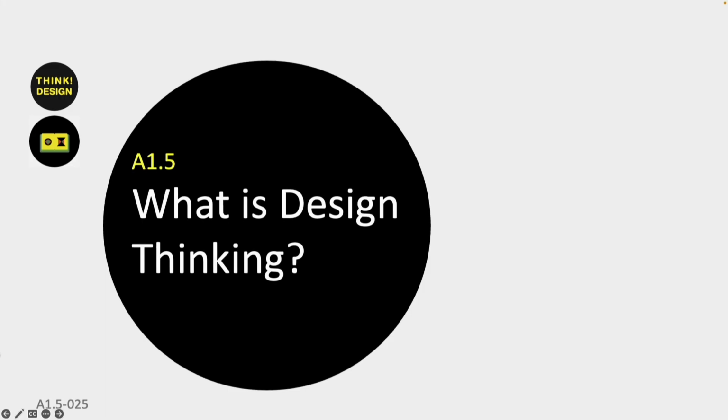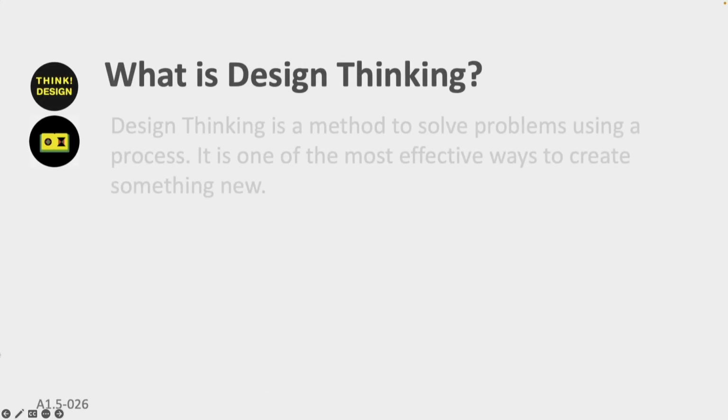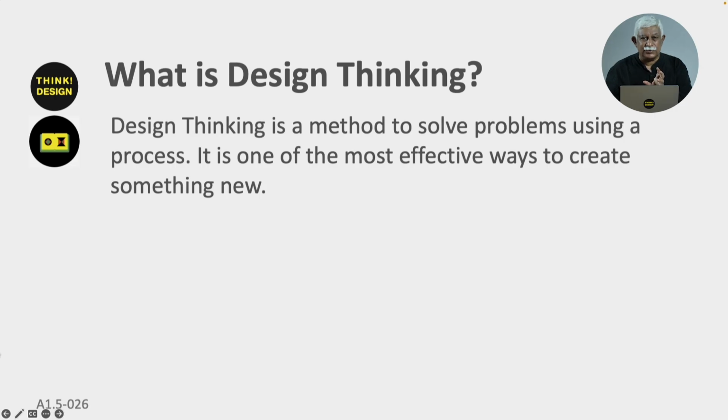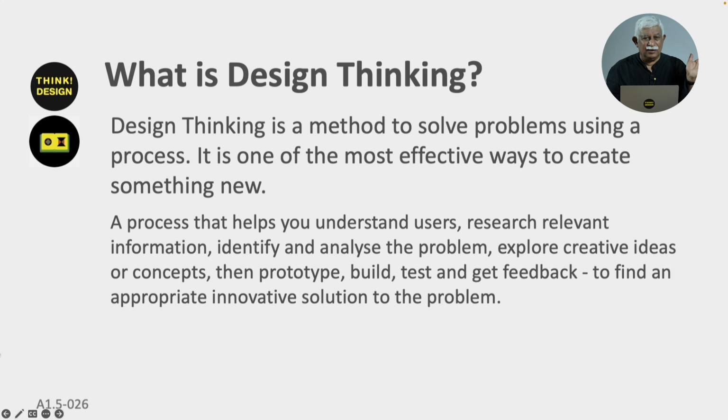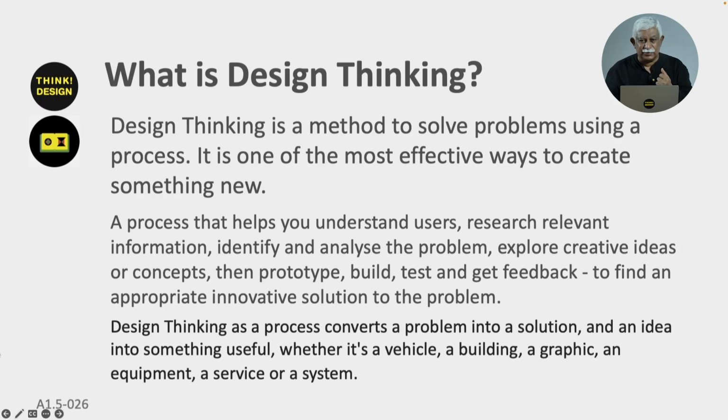So, from design let us go to design thinking. So, it is a method to solve problems using a process. Okay. And we found that it is one of the easiest and most effective ways to create something new, and you can apply it to many fields. Okay, it helps you understand users, research information, analyze it, explore alternatives, prototype, build, test and get feedback and find a solution to it. So, basically it converts a problem into a solution, an idea into something that is useful. It could be a vehicle, building, graphic, equipment, service or even a lesson or a system.